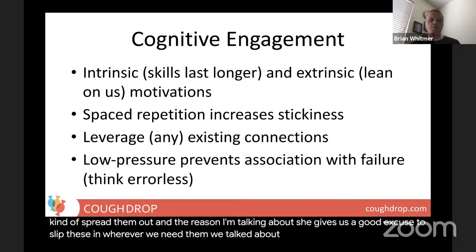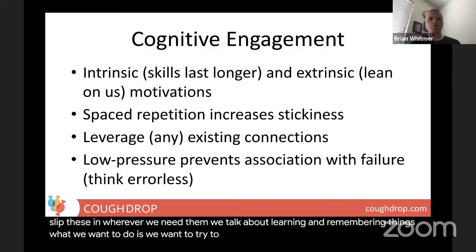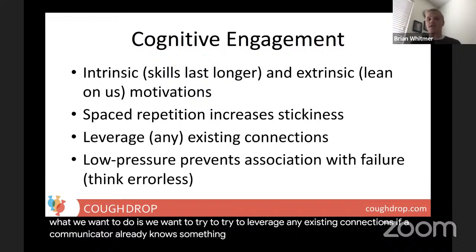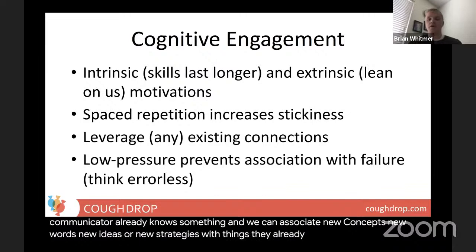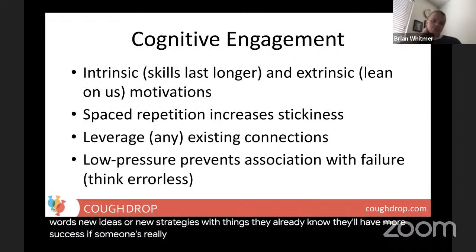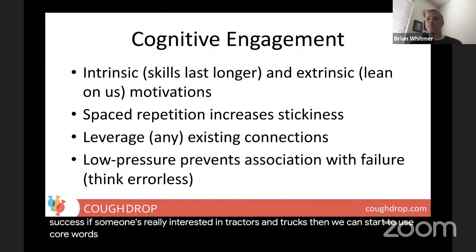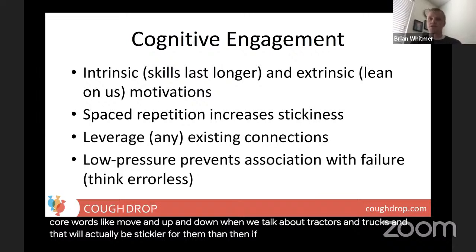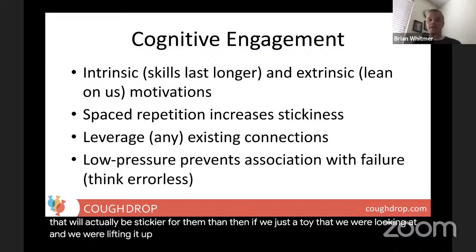Additionally, when we talk about learning and remembering things, what we want to do is try to leverage any existing connections. If a communicator already knows something and we can associate new concepts, new words, new ideas, or new strategies with things they already know, they'll have more success. If someone's really interested in tractors and trucks, then we can start to use core words like move and up and down when we talk about tractors and trucks. And that will actually be stickier for them than if we just did it randomly and said, we had a toy that we were looking at and then we were lifting it up and down. It wouldn't be as sticky. And so we want to have those connections.